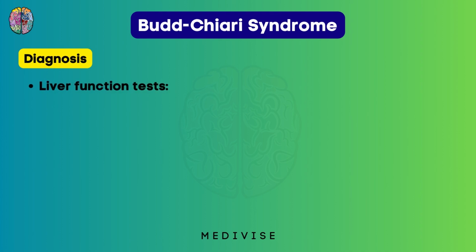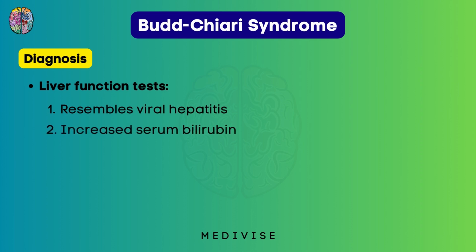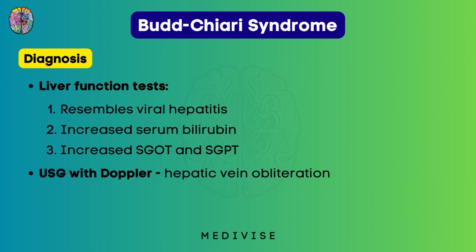We can do liver function tests where the findings will be very similar to viral hepatitis. We will see increased serum bilirubin, increased SGOT and SGPT. We can even do ultrasonography with Doppler, which will show hepatic vein obliteration.